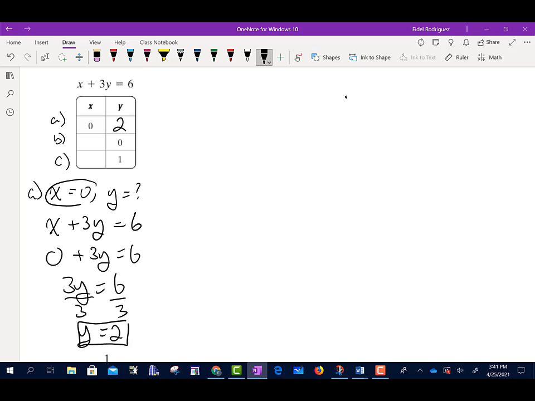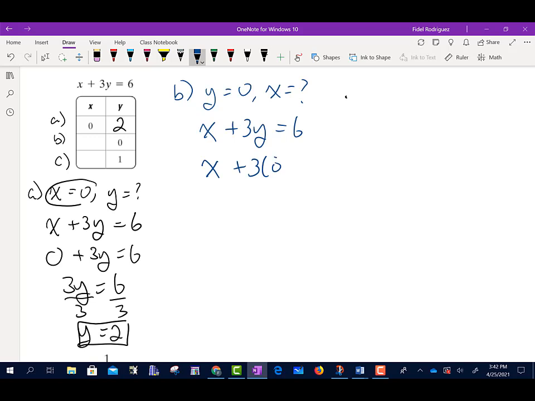Okay. And then we'll do this a second time, part B. And in part B, we do know that now y is 0, and we don't know the value of x. So x plus 3y equals 6. So x plus 3 times 0 is equal to 6. And 3 times 0 is still 0. And x plus 0 is just x. So now x is equal to 6. So I'm going to put a 6 right here.